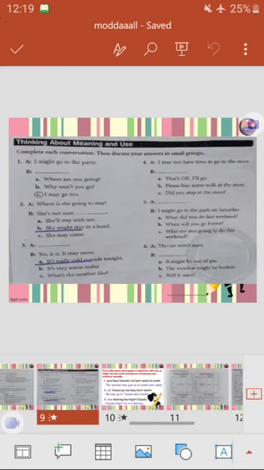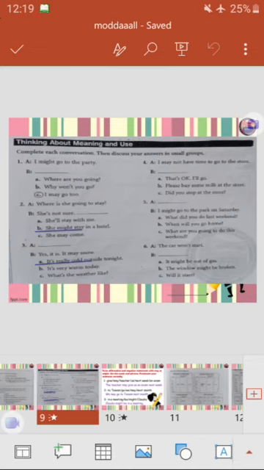Here we are going to complete each conversation. Number 1: I might go to the party. So the answer would be: Where are you going? Why won't you go? Or I may go too. Of course, if I'm responding to this, I'm not going to ask another question. So this is why I used I may go too.